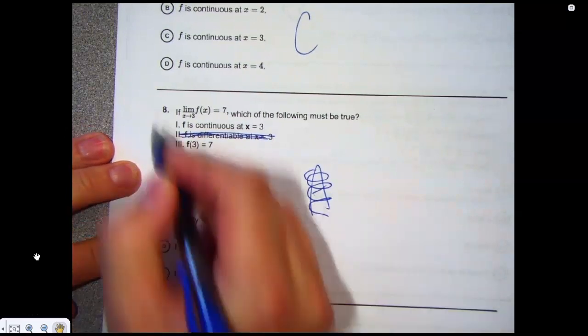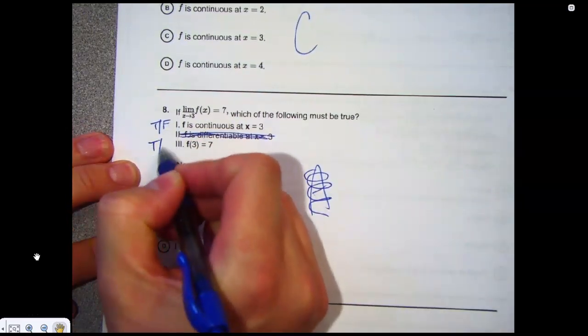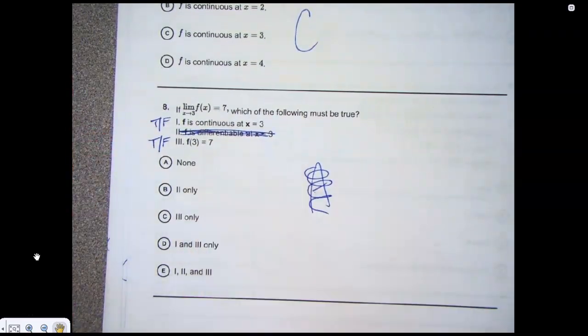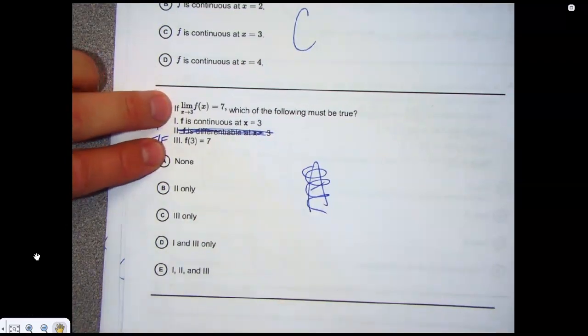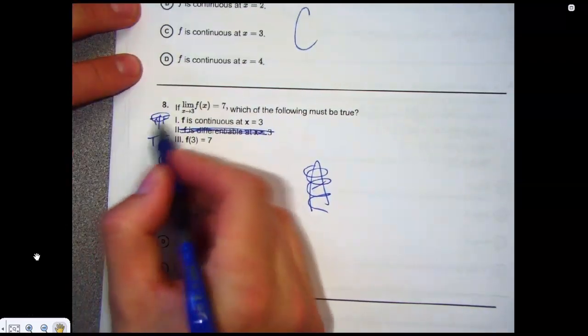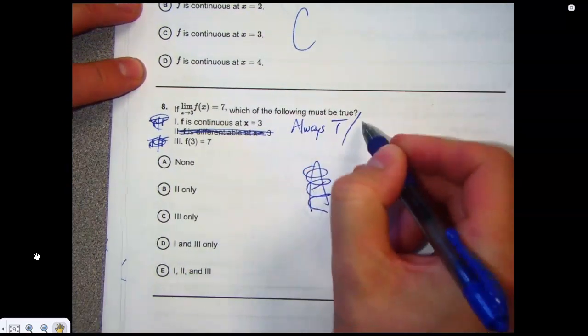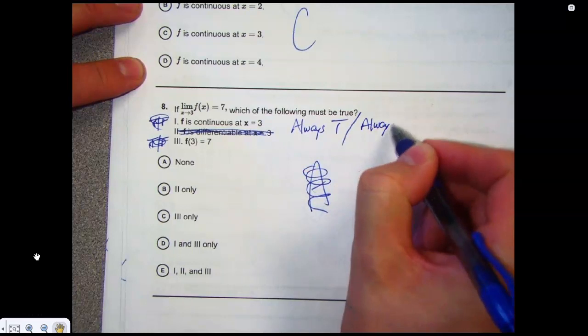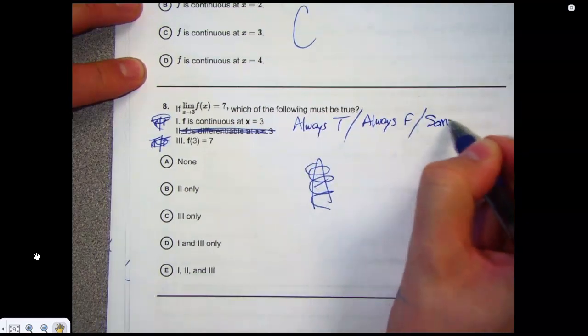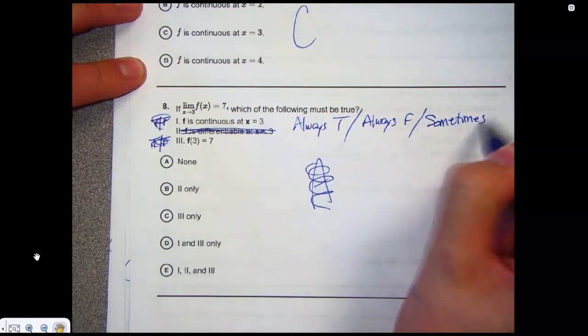So let's pretend these 2 were true/false questions. 2 and 3, or 1 and 3. Tell me whether those are true or false. No, let's do this. Not true or false. This is way better. Always true. Always false. Sometimes true. Decide that for options 1 and 3.